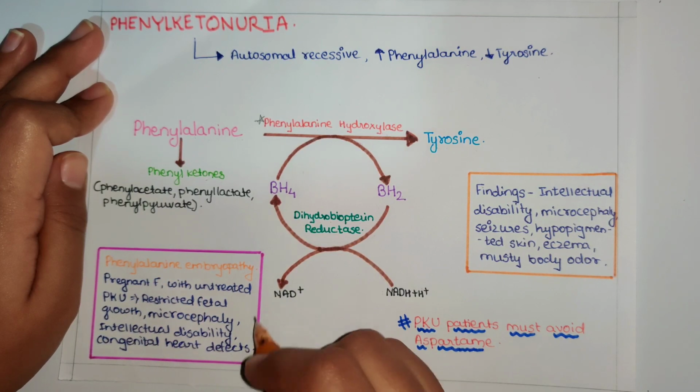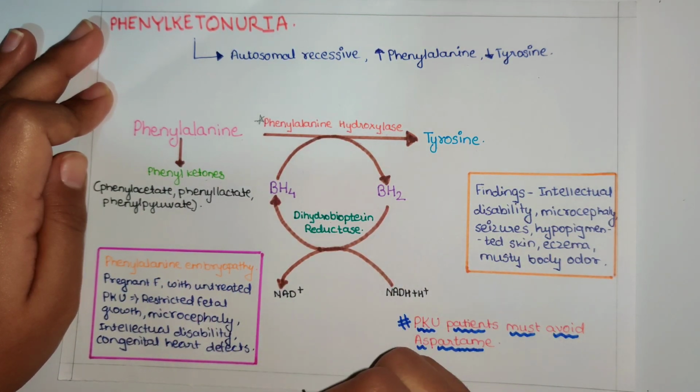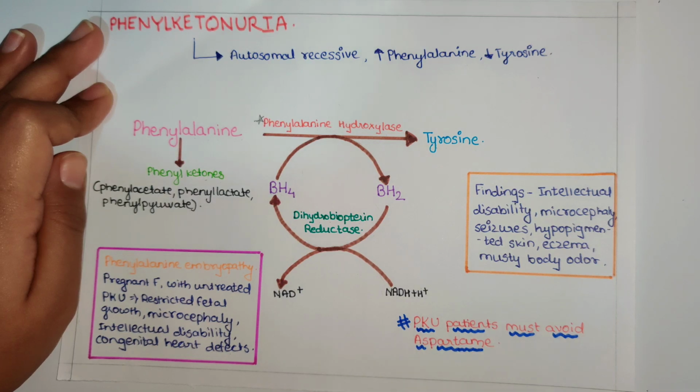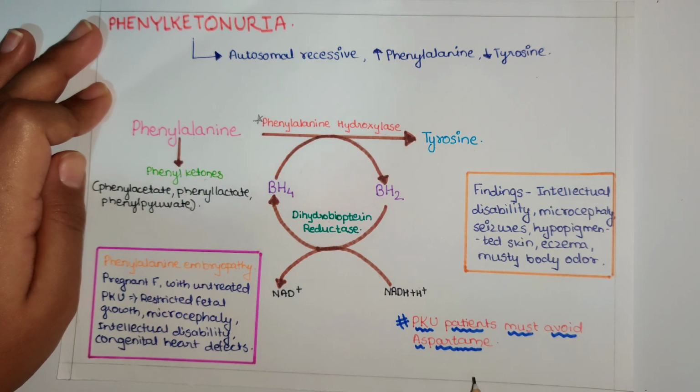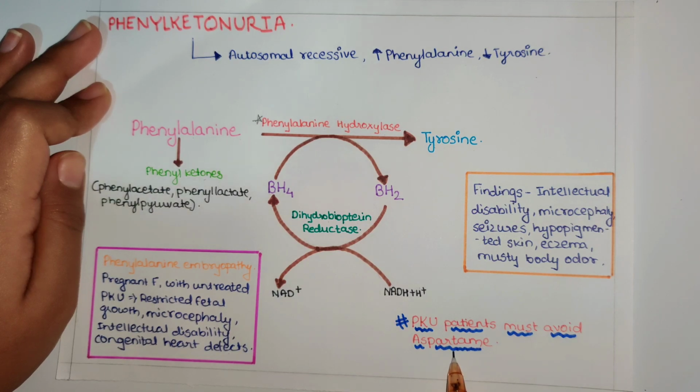And how will you manage this? Restricting phenylalanine containing food from your diet. And it is important for PKU patients to avoid aspartame. Aspartame is present in artificial sweeteners, and they must avoid it because it contains phenylalanine.